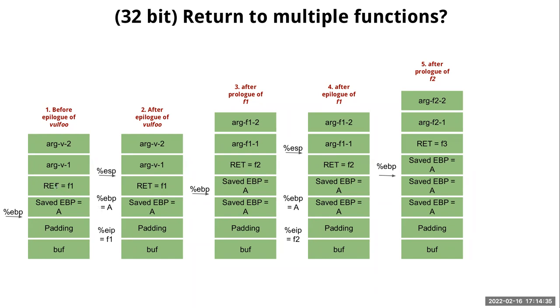For vulnerable function foo, it says the return address is at this place. For F1, it says the return address is actually at this place, 4 bytes higher than previous. And for F2, its return address will be even 4 bytes higher. So this means if we just want to return into functions that do not take any arguments, we can chain them together no matter how long it is, right?